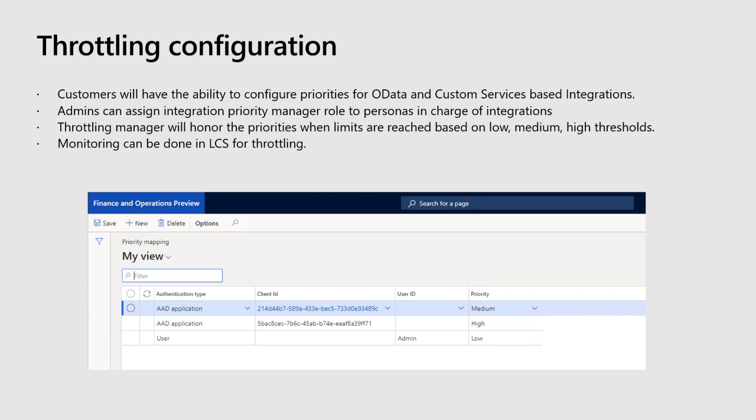Now, yes, one can set all integrations to high priority to game the system, but that is not going to meet the objectives for why throttling is there. We will not realize the benefits of throttling if we configure everything as high, because at that point we are always subjecting the system to reaching the high threshold, which may not be desirable at any point in time.